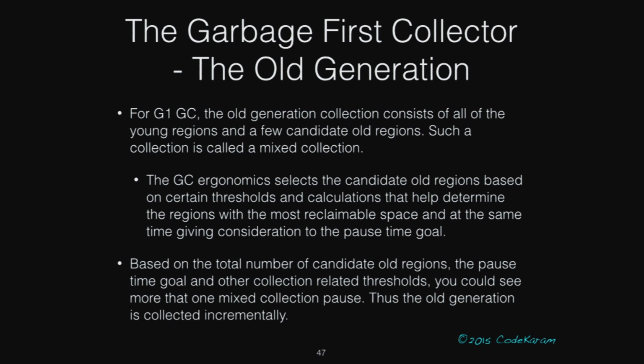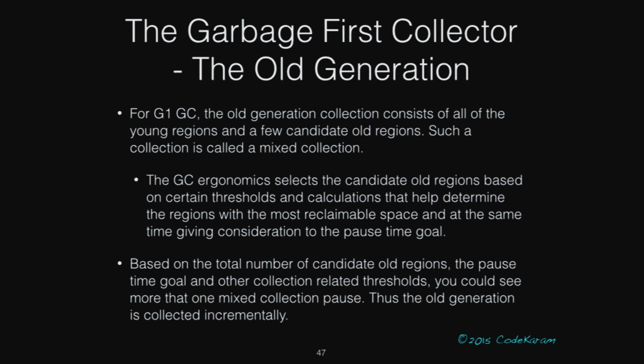The G1 GC ergonomics selects these candidate old regions based on certain thresholds that are a part of the ergonomics. There are some calculations done to make sure that the most reclaimable space, basically the regions with the most garbage, are collected from the old generation. At the same time, consideration is given to the pause time goal as well. So based on your total number of candidate old regions, the pause time goal, and other old generation collection related thresholds, you could see more than one mixed collection pause.